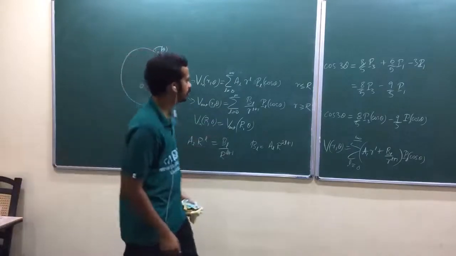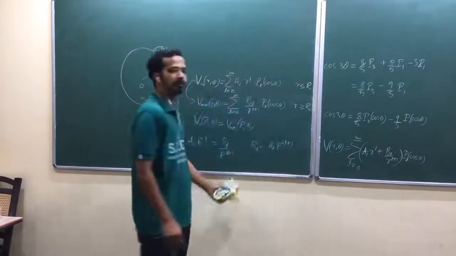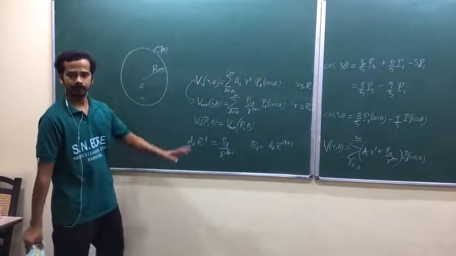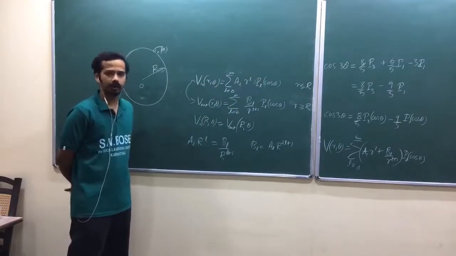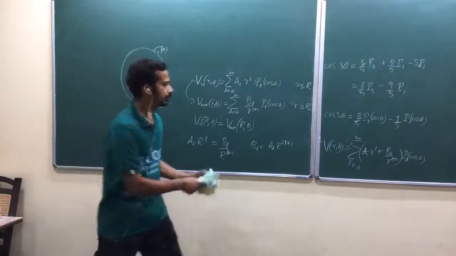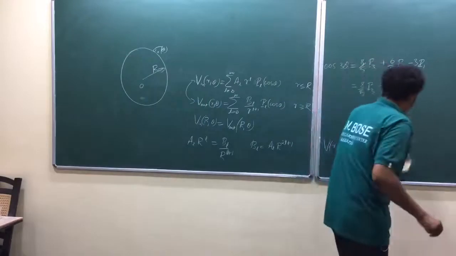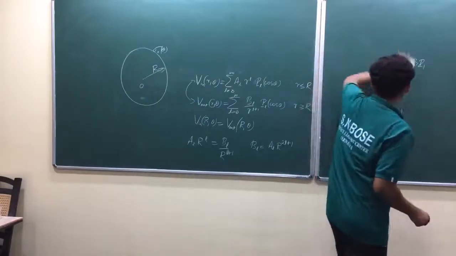Now you can write everything in terms of AL or BL, isn't it? Any one of them needs to be found. You can write either in terms of AL or in terms of BL, isn't it? So what shall I write? Shall I write everything in terms of BL? That's better.